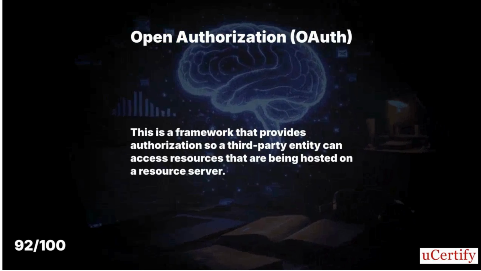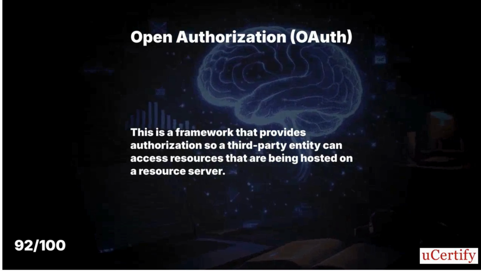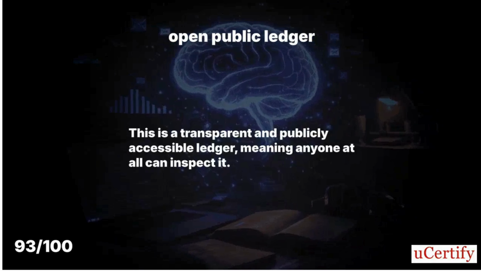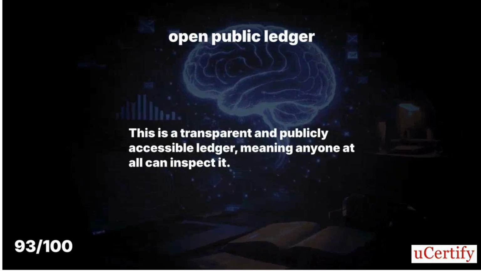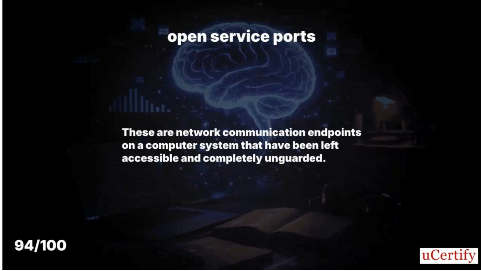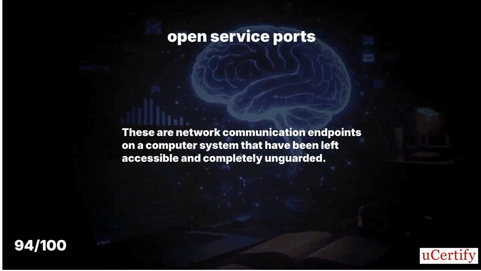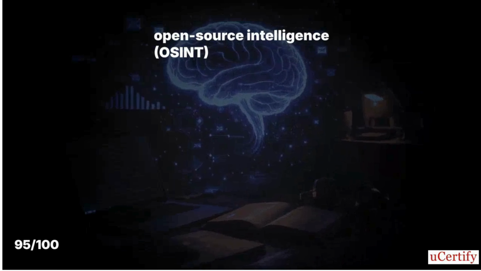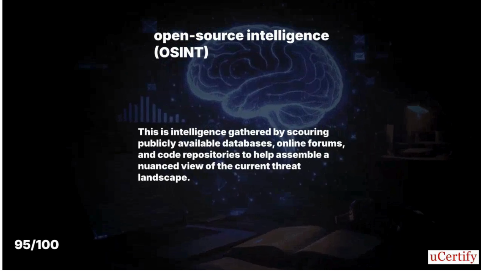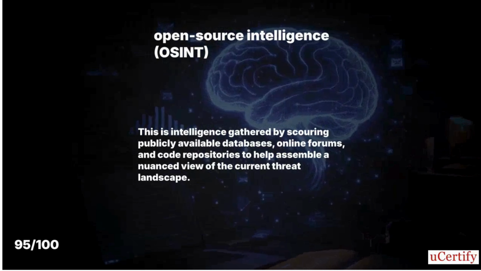This is a framework that provides authorization so a third-party entity can access resources that are being hosted on a resource server. Open public ledger. This is a transparent and publicly accessible ledger, meaning anyone at all can inspect it. Open service ports. These are network communication endpoints on a computer system that have been left accessible and completely unguarded. Open source intelligence. This is intelligence gathered by scouring publicly available databases, online forums, and code repositories to help assemble a nuanced view of the current threat landscape.